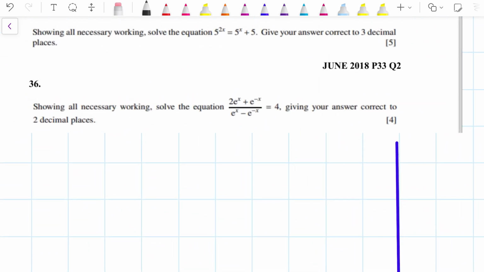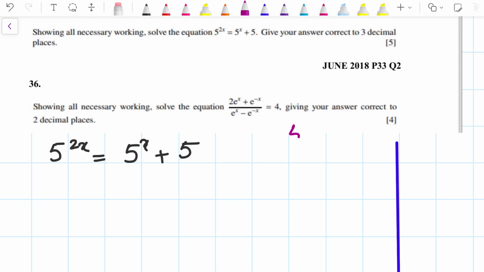Showing all necessary workings, solve the equation 5 to the power 2x equals 5x plus 5, giving your answer correct to 3 decimal places. So I can clearly see there are plus and minus signs involved and this cannot be solved directly. In a plus-minus equation, you cannot apply logs directly. Logs can only be applied when the equation has all multiplication, division, nothing else.